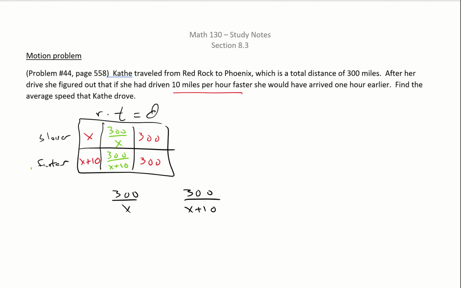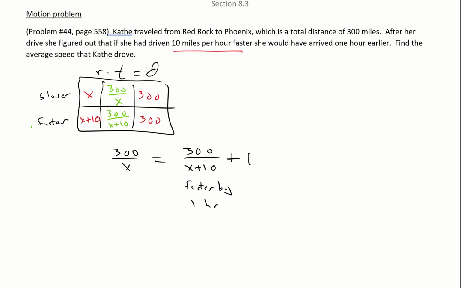Okay, but how do they relate? This is faster by 1 hour. So they're not equal to each other. One is one more than the other. You can take the slower and subtract an hour, or in this case, what I did is I tacked on 1 more hour to the faster time, and it'll equal the slower time because they differ by an hour. Some people say slower minus faster equals 1. You see it in different ways. But this is how I would set the problem up. So setting the problem up is half the battle.